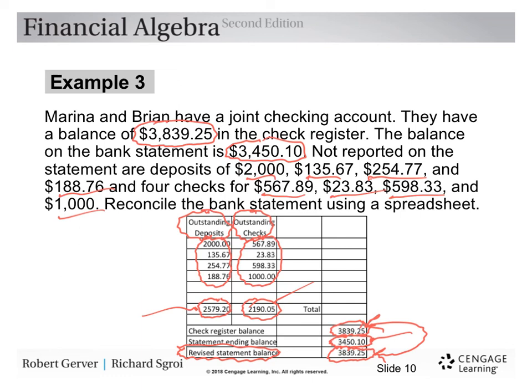You could actually use this very conveniently anytime you're trying to do this once a month. You could set up a spreadsheet with these. The formula is already put in. All you have to do is put the outstanding deposits, outstanding checks, fill in these two, and you should be able to tell quickly whether your statement is reconciled or not.